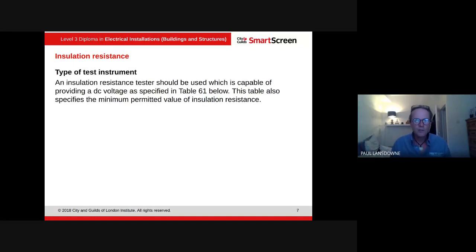So, the types of test instruments. An insulation resistance tester should be used which is capable of providing a DC voltage as specified in Table 61 below. I'll show you a copy of this table now. This table also specifies the minimum permitted value of the insulation resistance, and we would normally expect to get a higher value, but it gives you the minimum.